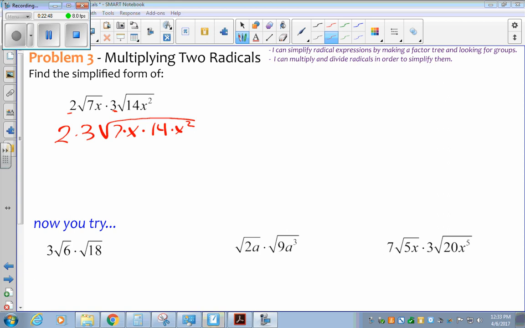So you guys, this is going to seem crazy, but we're going to combine it together, then we're going to separate it back out. So 2 times 3 is 6. 7 times 14, I actually know this one, it's 98. X times x squared is x to the 3rd. So now we're in the scenario where we were here.